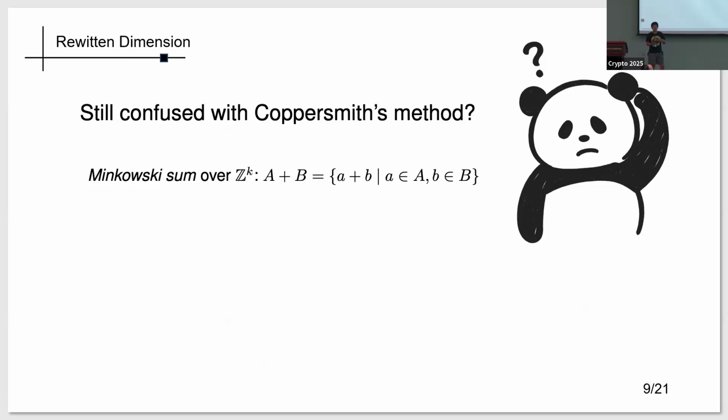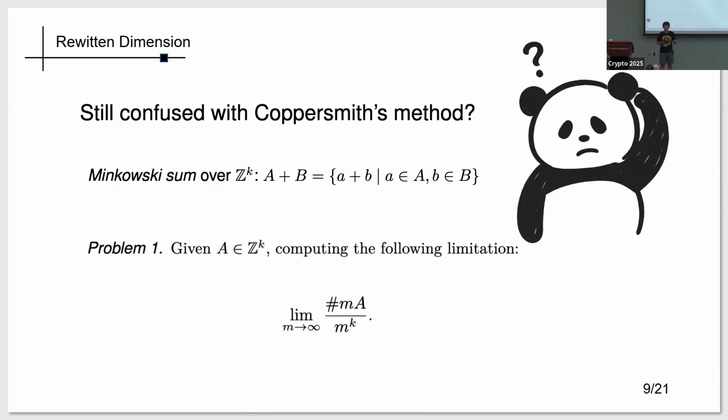Now consider A and B, capital A and capital B, which are sets in Z^k. Now we can define the Minkowski sum over Z^k, where A plus B is the set of small a plus small b. From then we can define A plus A, which is 2A, A plus A plus A, which is 3A, and also 4A, and also mA. And the problem here is, given A, we want to compute the limit of the size of mA over m^k.